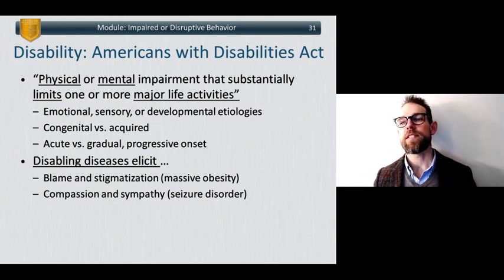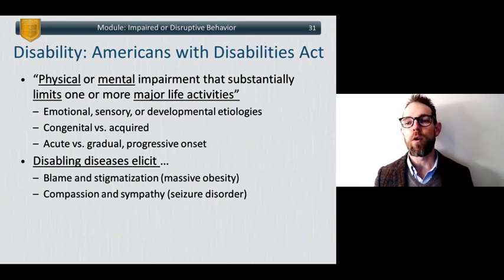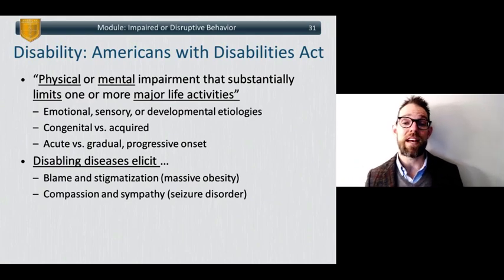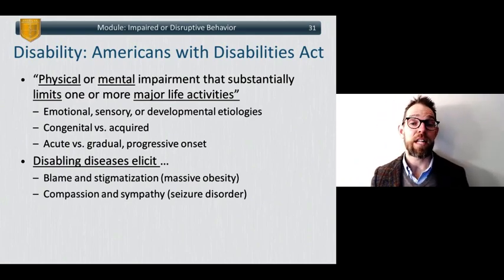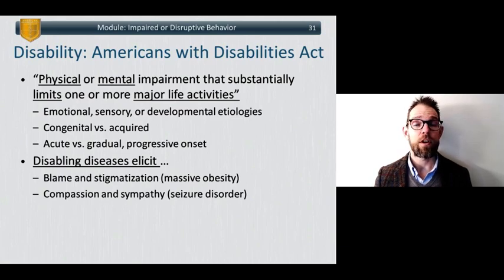So the Americans with Disabilities Act says physical or mental impairments that substantially limit one or more major life activities. Emotional, sensory, developmental etiologies. These can be congenital, they could be acquired, they could be acute or gradual, like ALS. Disabling diseases in your healthcare organizations can elicit blame and stigmatization, so maybe someone has massive morbid obesity, or may elicit compassion and sympathy, like new onset seizure disorder.